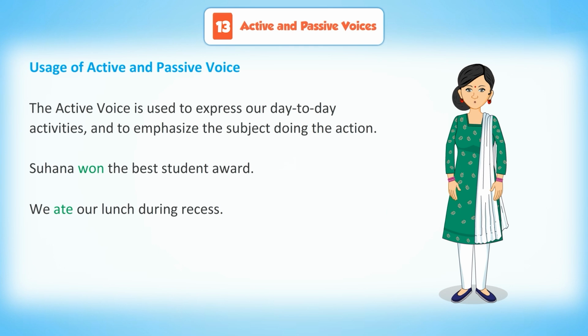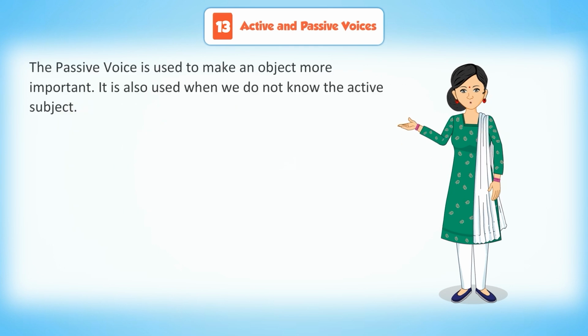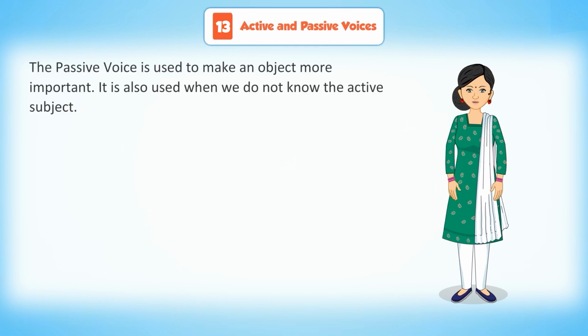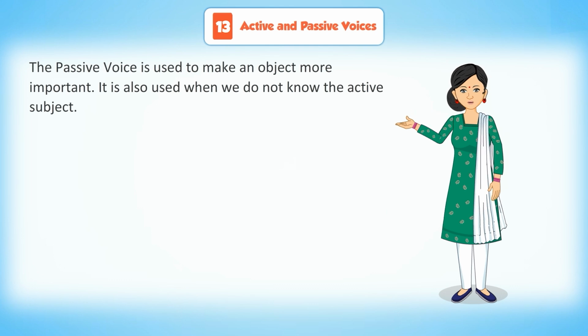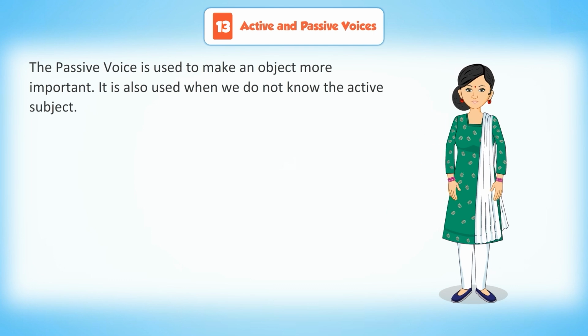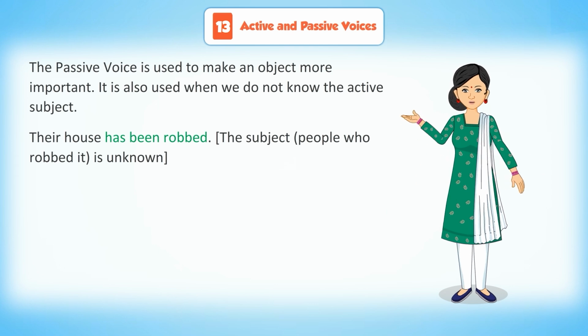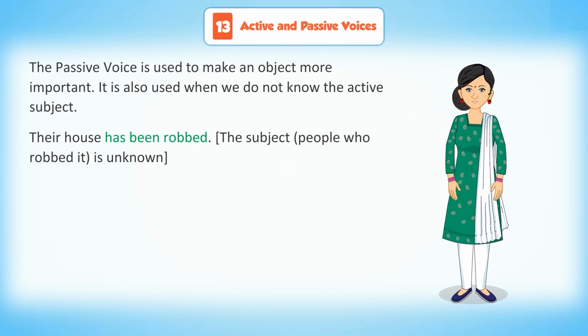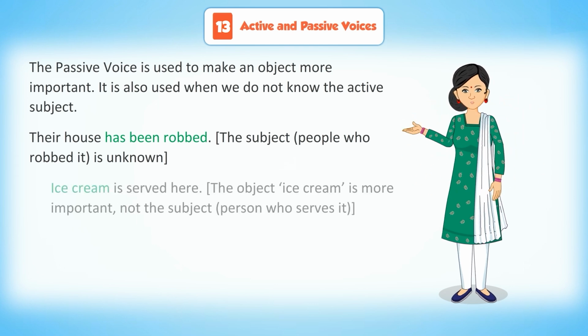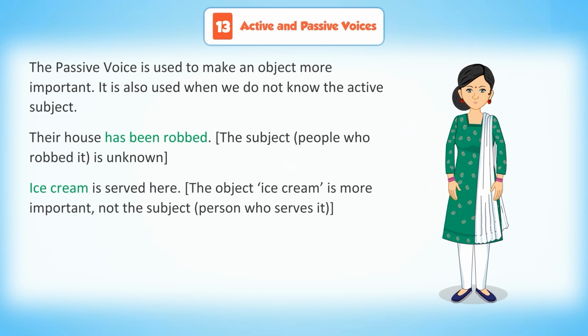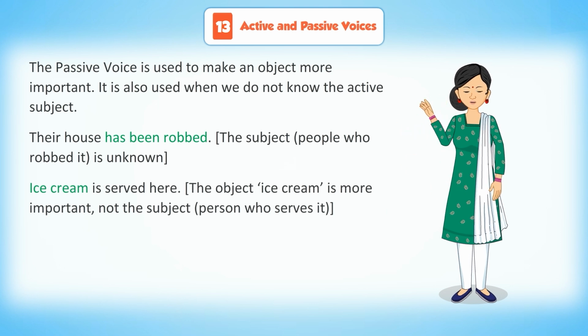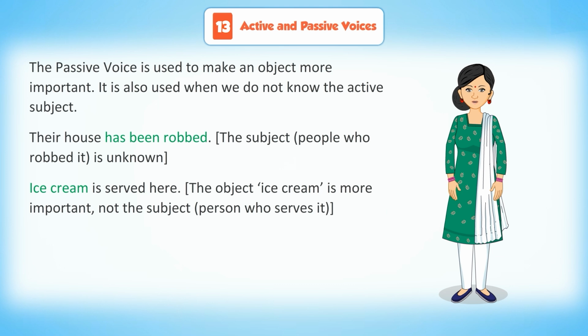lunch during recess. The passive voice is used to make an object more important. It is also used when we do not know the active subject. Their house has been robbed. The subject, the people who robbed it, is unknown. Ice cream is served here. The subject, ice cream, is more important, not the person who serves.